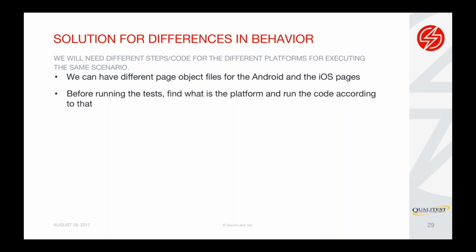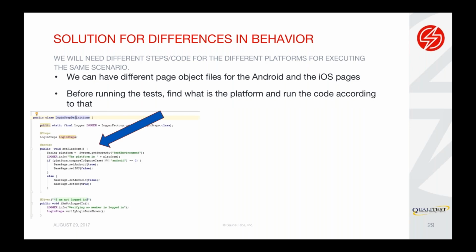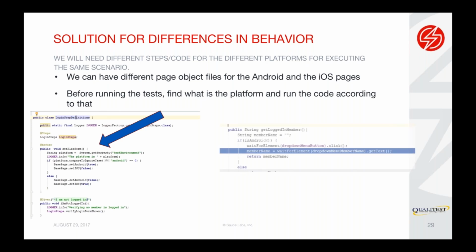Or, before running the test, find what the platform is and run the code according to that. Here, I use the JUnit annotation Before or BeforeClass to decide before running the test what the platform is. Later, we can use this information to run the correct behavior according to the platform.